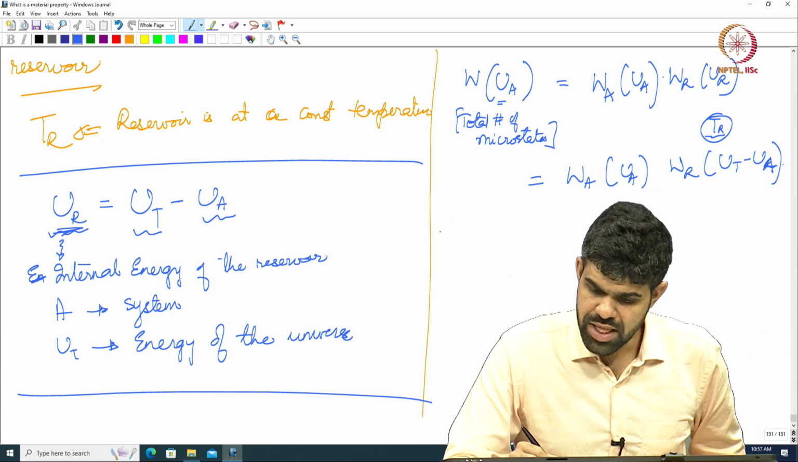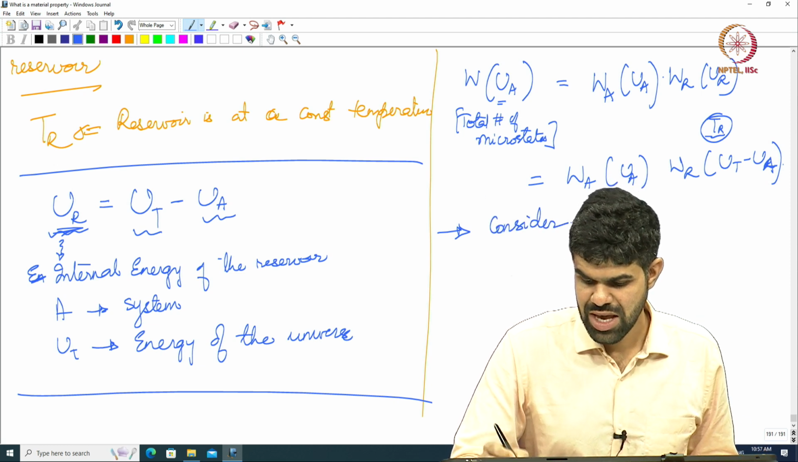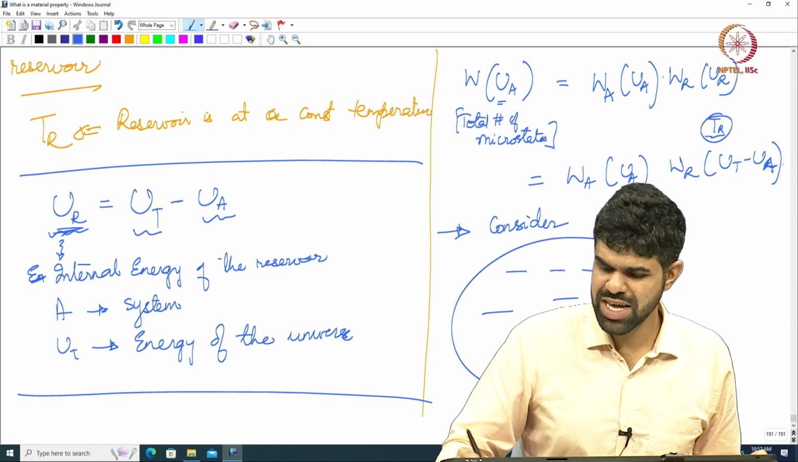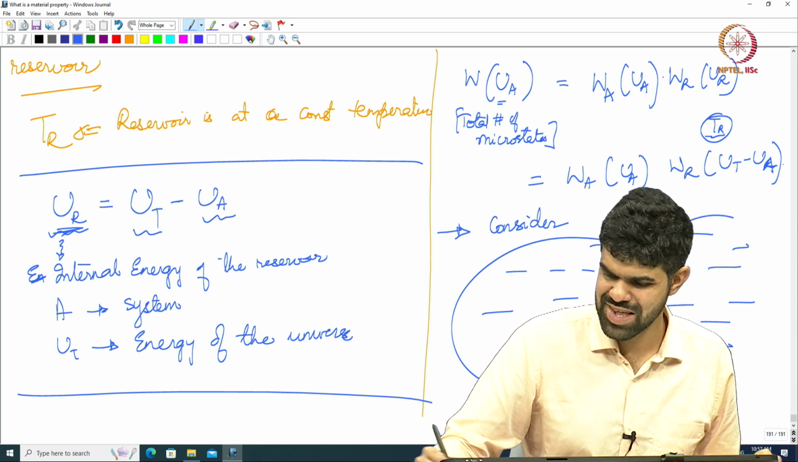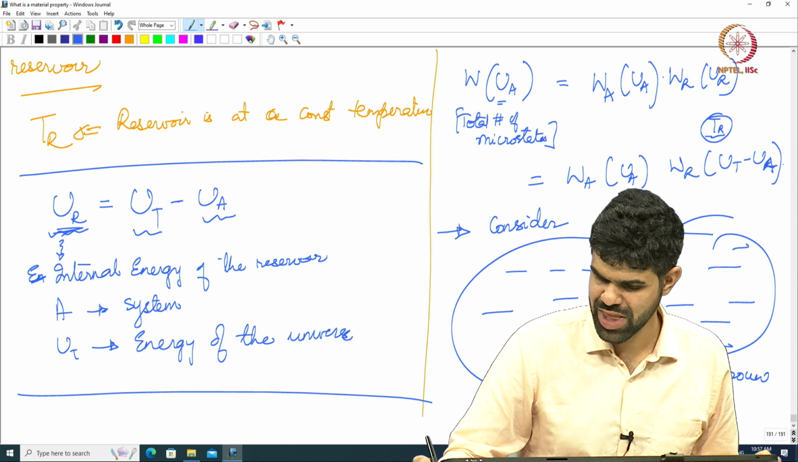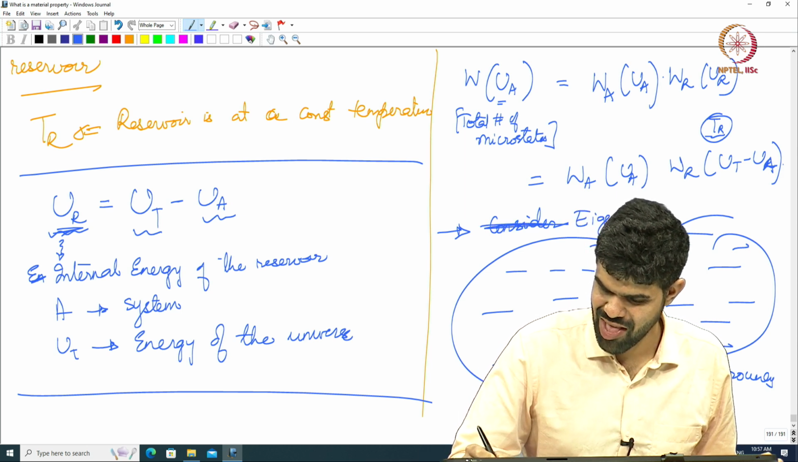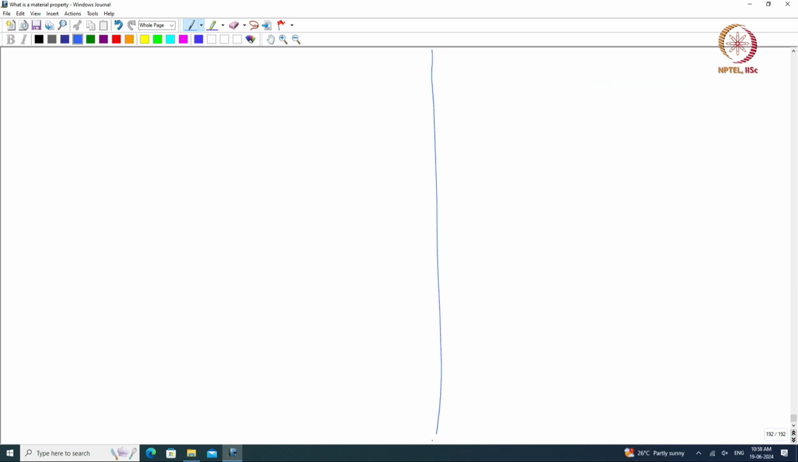Now, let me simplify the problem, right. So let me consider, I have all these eigenstates, I said, right. There are eigenstates in the system, there are eigenstates in the surrounding, this is the surrounding, eigenstates. Okay. Now, okay, so I can define my system, right. So first let me define the system to have only one eigenstate.